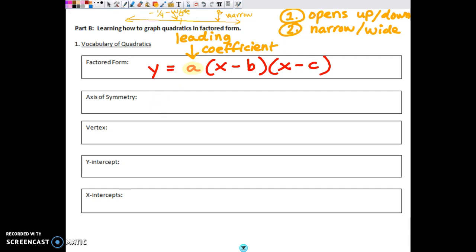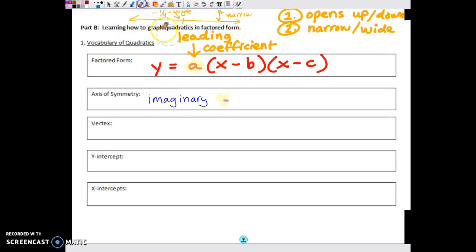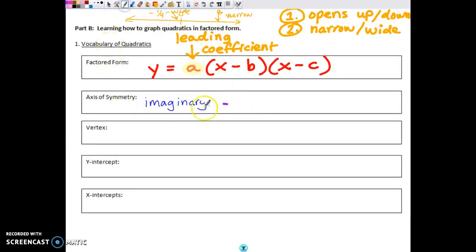The axis of symmetry is an imaginary line that passes through the vertex. And I should fix that. It's not just any line, it's a vertical line. Imaginary vertical line. You should be taking notes. If you're not taking notes, you need to get a piece of paper and start writing this down. Imaginary vertical line through the vertex.